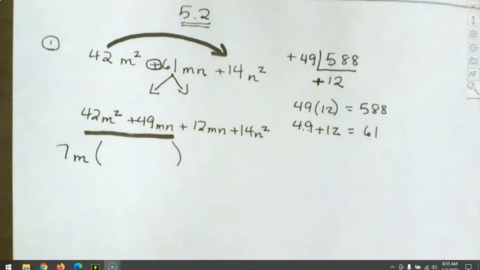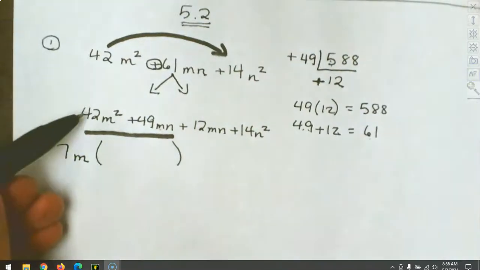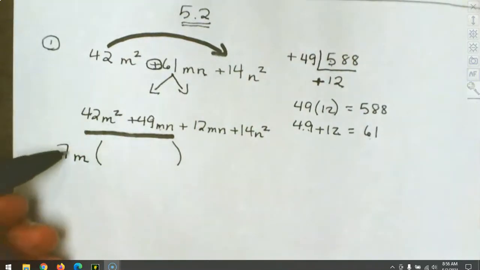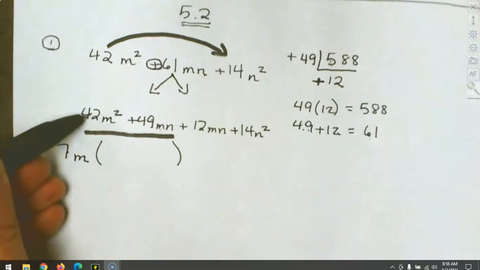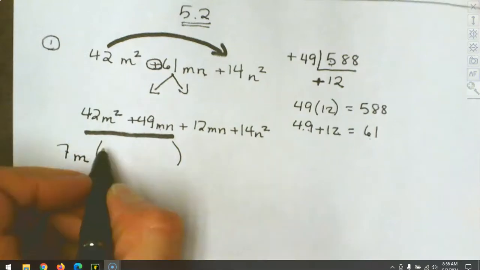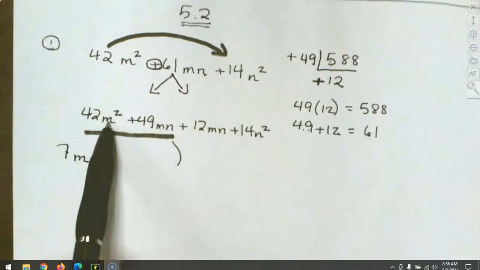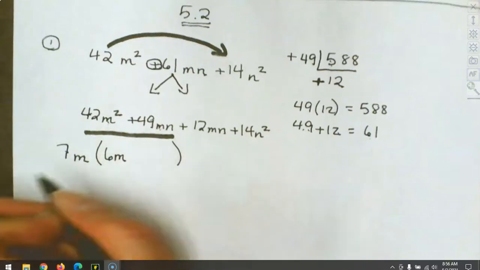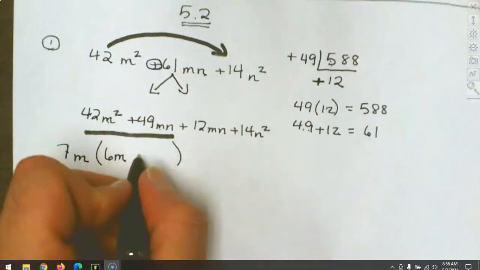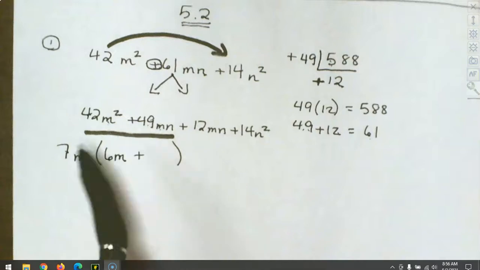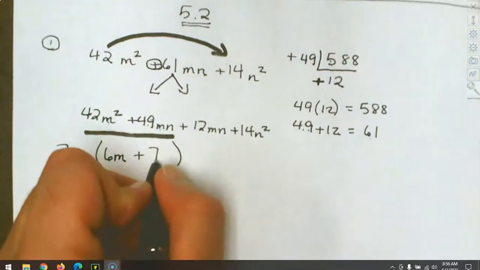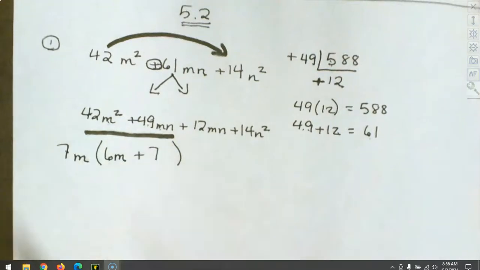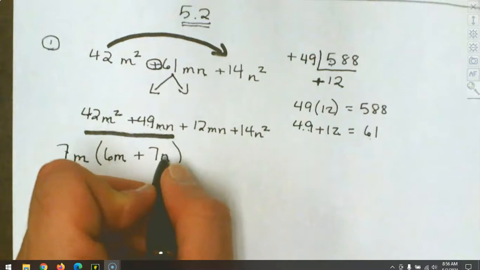All right, so now let's work with what we've got. 42 divided by 7 is a 6. We took out an m from here, so that leaves you with an m left over. We know that 49 divided by 7 is a 7. We factored that m out, so that leaves you with a 7n.